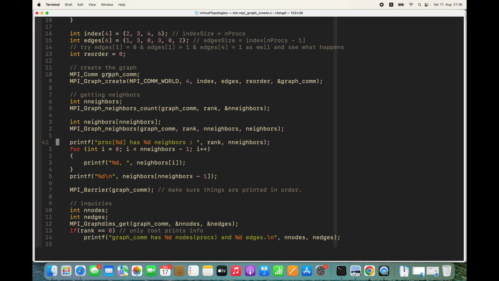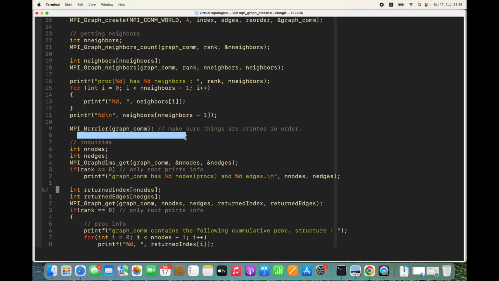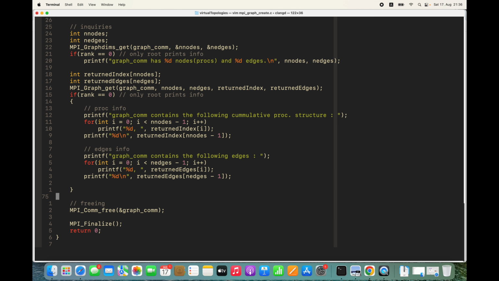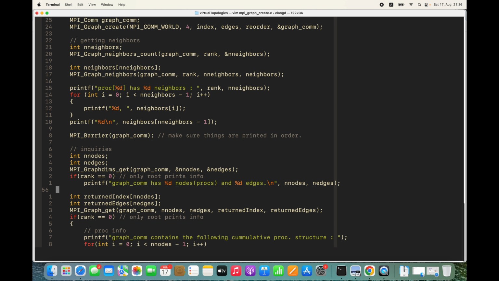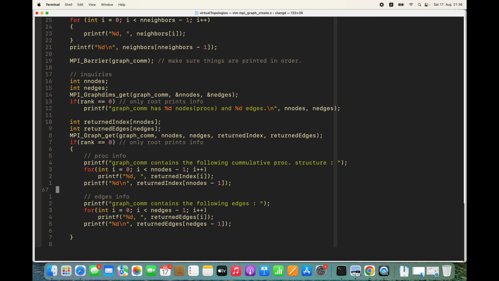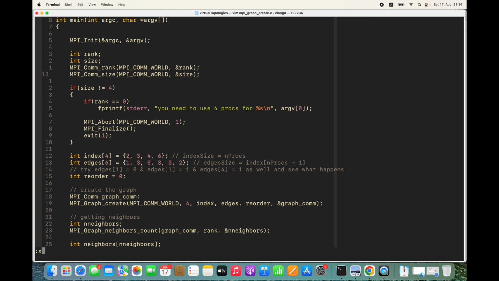And then we have the graph communicator, and we call the constructor with the proper arguments. Then we print some stuff, and we put a barrier here to make sure that we are printing in order. And then we use some inquiries. We haven't talked about them. I'm going to scroll down slowly so that you can see the whole code and see that there are no secrets in this code. And finally, you need to do some freeing in the end.